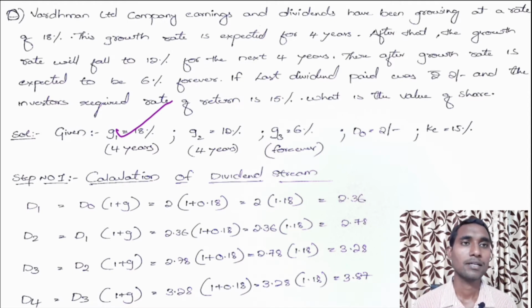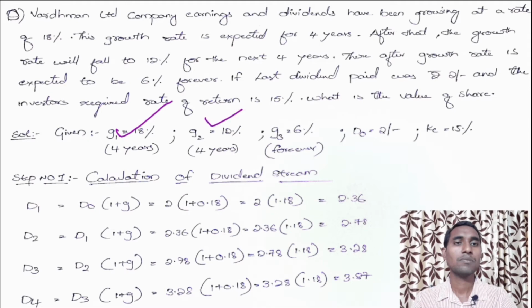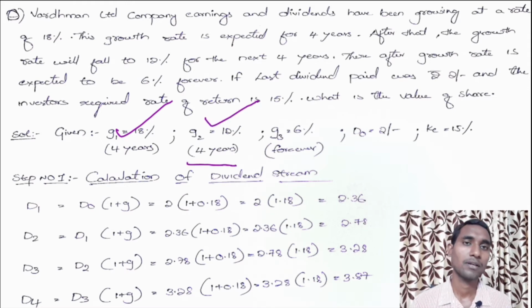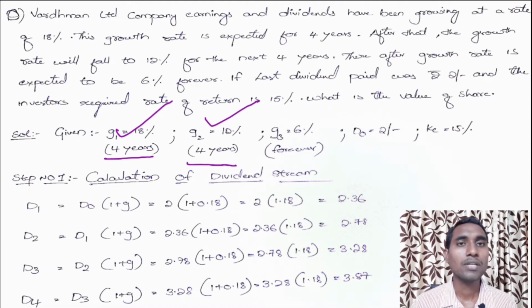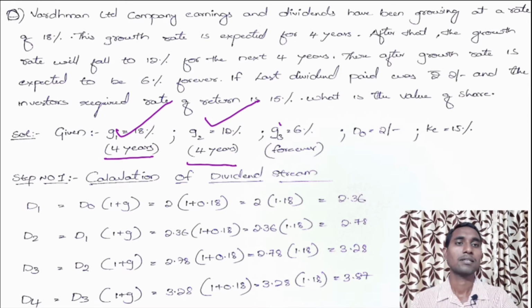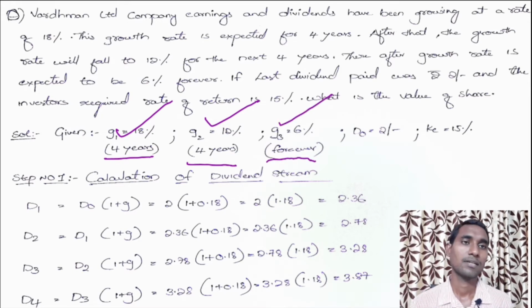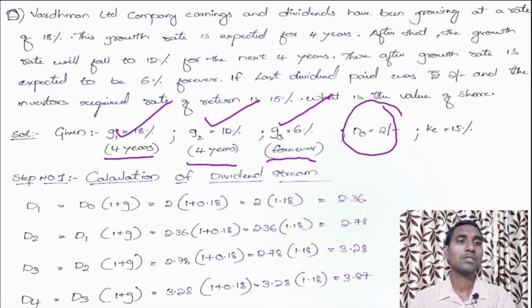The second growth rate: after that, the growth rate will fall to 12% for the next 4 years. So the first growth rate is 18% for 4 years, and the second growth rate is 12% for 4 years. Thereafter, the growth rate is expected to be 6% forever. That is the third growth rate. Then if the last paid dividend is rupees 2, that is D0 is 2, and KE is 15%, find the value of the share.